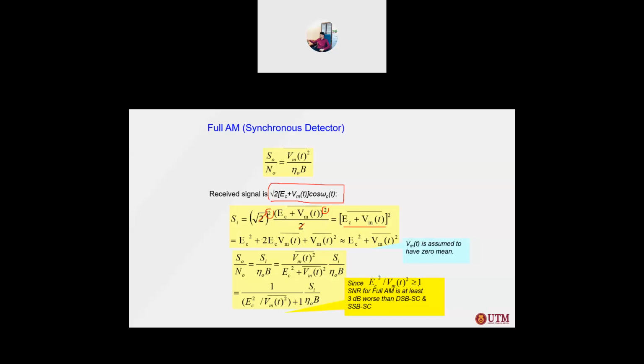EC square plus 2 EC VMT plus VMT square. VMT is also like an RMS value. This is approximately EC square plus VMT square. We assume that VMT has a zero mean. So you can use this equation, or you can make an approximation. You see EC square here.